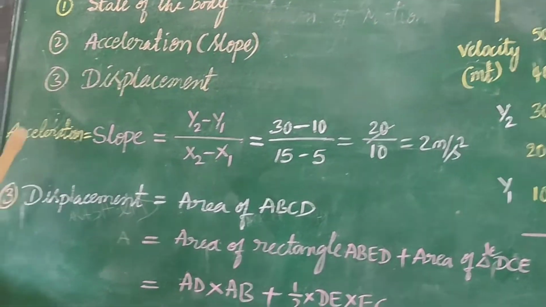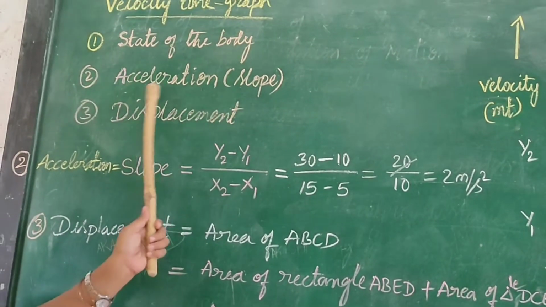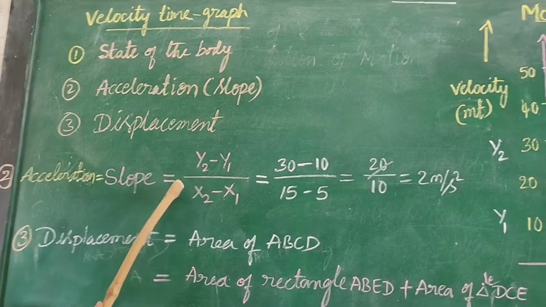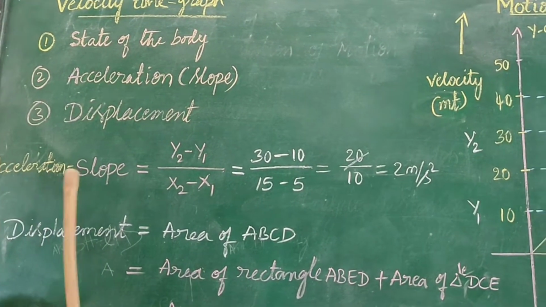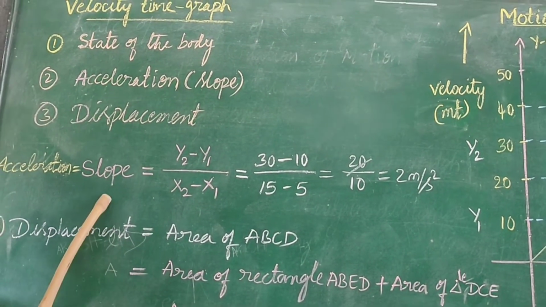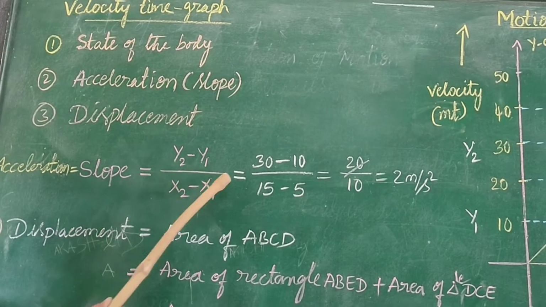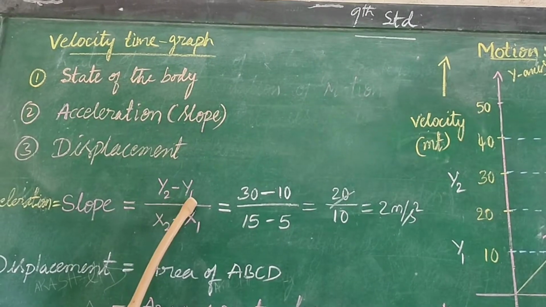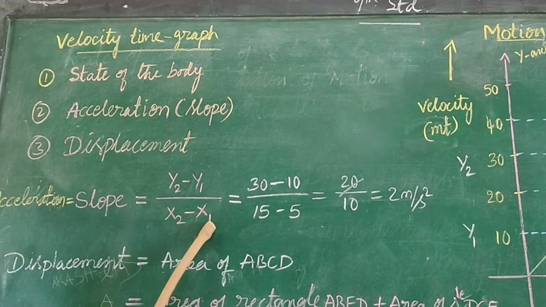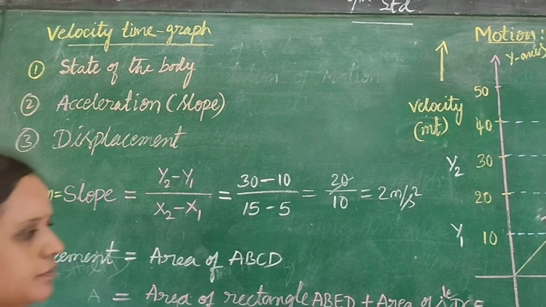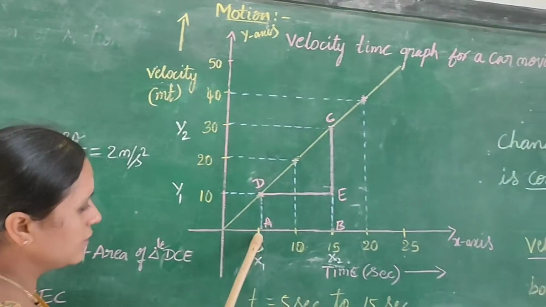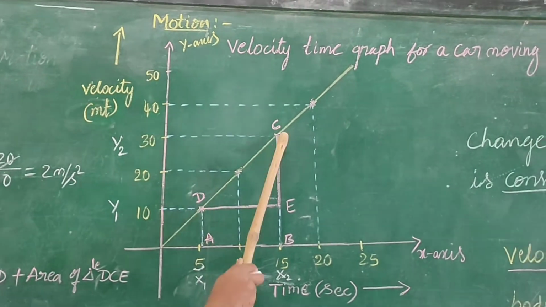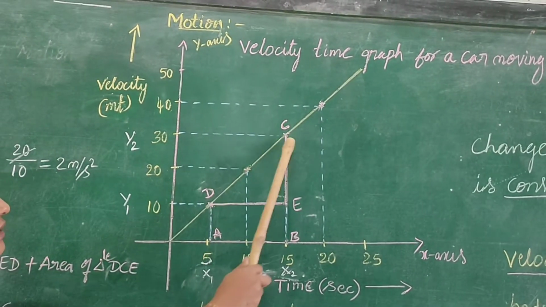So now we are going to the second one. How to find the acceleration? By finding the slope we can find the acceleration. What is the formula to use to find the slope? You can see this one. Here I will write the formula: y2 minus y1 divided by x2 minus x1. Students, now I select here from 5 seconds to 15 seconds. What is the slope? How to find this one?